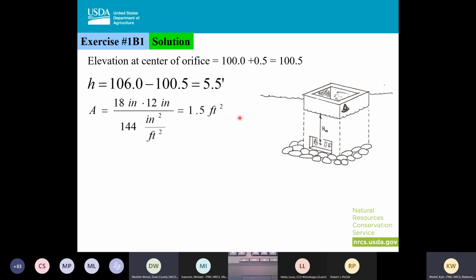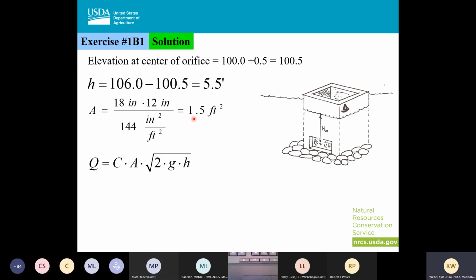And then I'm going to calculate out my area, which is this 18 by this 12. That gets me to inches squared, so I had to divide it by 144 to get to feet squared. And so I come up with 1.5 feet squared.